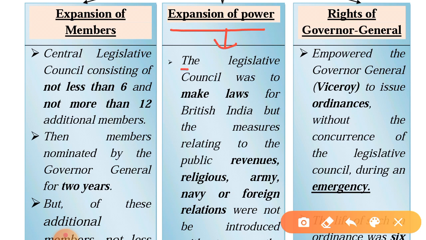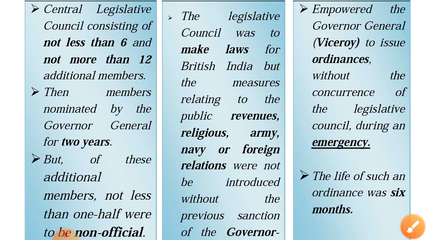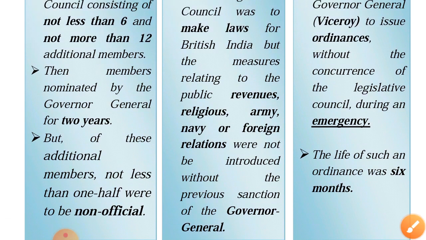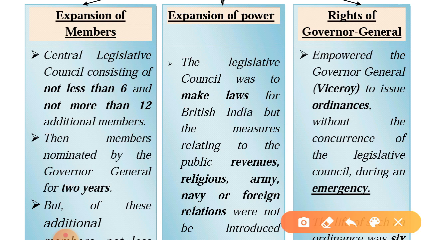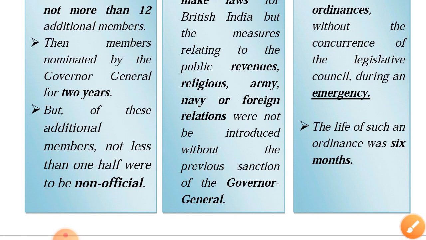Next point. Expansion of power with limitation. The Legislative Council was to make law for British India, but the measures relating to the public revenue, religion, army, navy or foreign relations were not to be introduced without the previous sanction of the Governor General. Next point, right to Governor General. Empowered the Governor General, Viceroy, to issue ordinance without the concurrence of the Legislative Council during an emergency. The life of such an ordinance was 6 months. Remember this point.